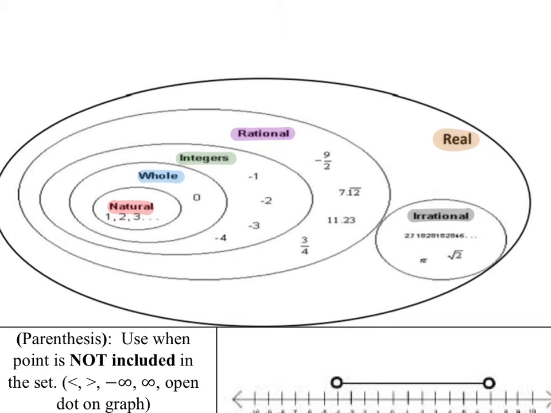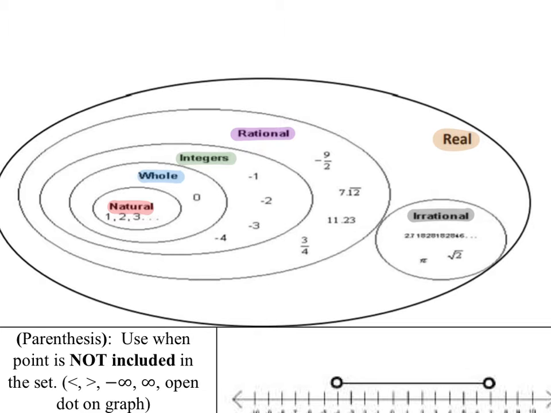So again, this is just to help you pick and choose what kind of numbers you use on some examples that we will do today or that are on your homework. If it tells you about the whole numbers, use the whole number circle. If it says integers, use the integer circle. If it says real numbers, you can use literally all of them.